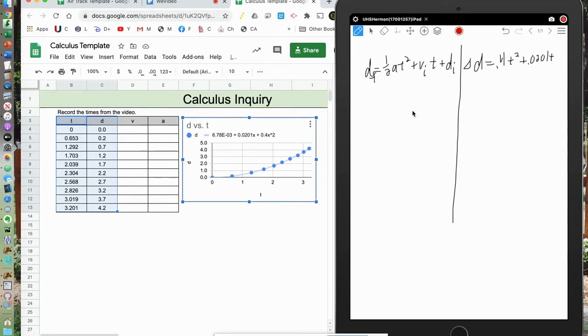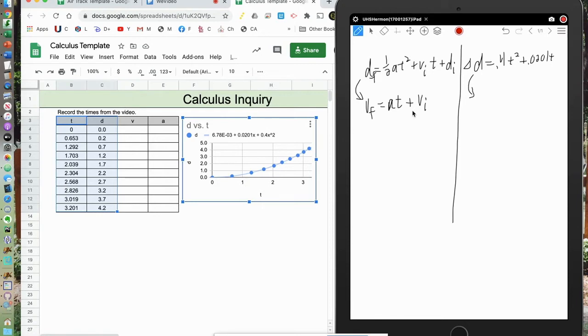Well, if you remember your calculus, we can take the derivative of this first equation. The derivative of displacement is velocity, and if you remember, it's 2, the exponent, times the coefficient. So 2 times 1/2 a would be a t to the first power, plus you take 1 times vi, it'd be vi, and the t then goes away, and there is our derivative of displacement, is this equation right here. Okay, so what's the derivative of this equation of this polynomial curve that we actually have?